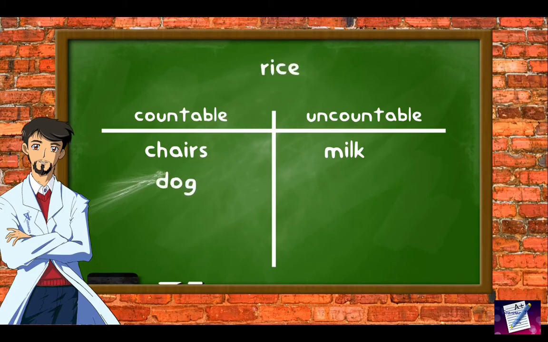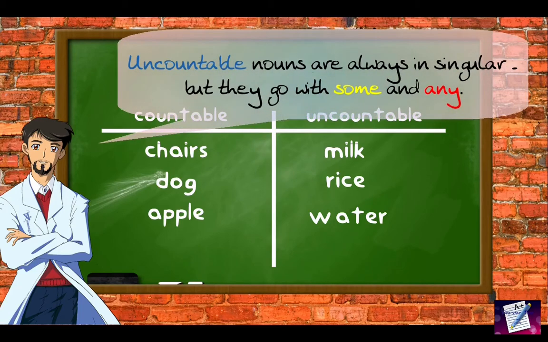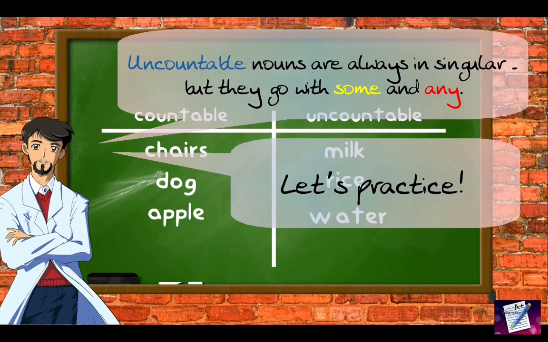Rice. 1 rice, 2 rices, 3 rices? That's uncountable, you can't count rice. Water. One water, two waters, doesn't work, does it? Uncountable. Apple. An apple, two apples, yes, that's countable. Now that's important because uncountable nouns are always in singular, but they go with some and any. Let's practice this a bit.